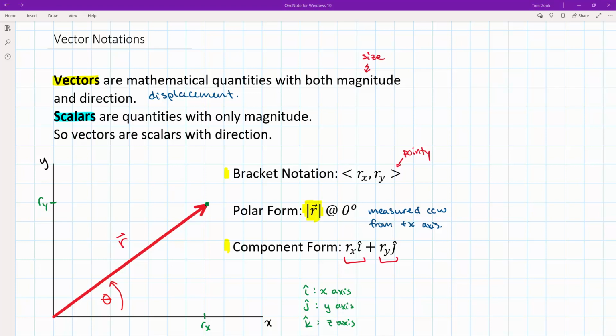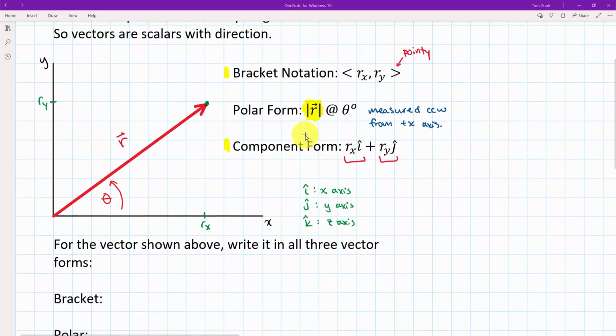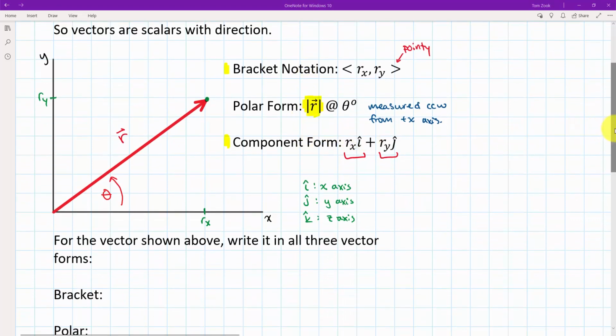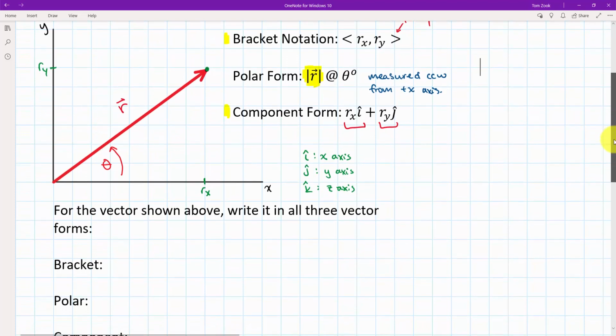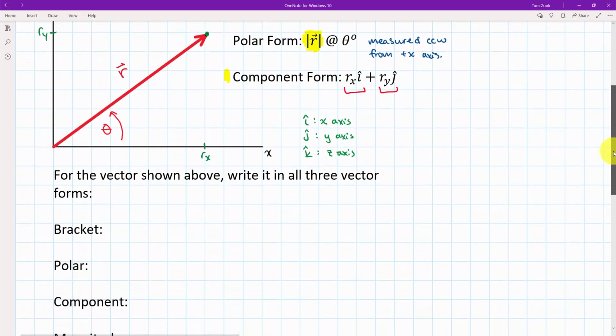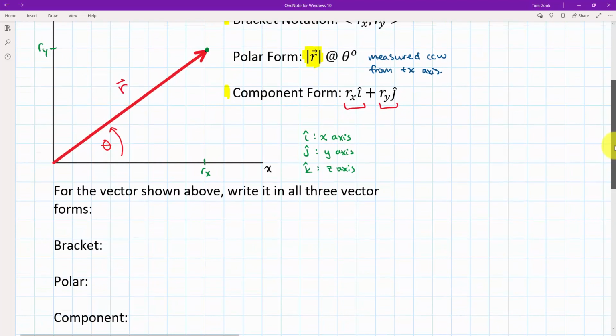Let's go ahead and practice that with the vector we have drawn here. I want to show you how we can get into the 3 different notations. We've got bracket, polar, and component. And we're going to do that based upon what's drawn in the picture here. So for bracket notation, we're really just going to count across and see what the x value is and what the y value is. So that's 0, 0. We got 1, 2, 3, 4, 5, 6, 7, 8. So it looks like we're going to have 8 comma 1, 2, 3, 4, 5, 6. 8 comma 6. That's our vector r.